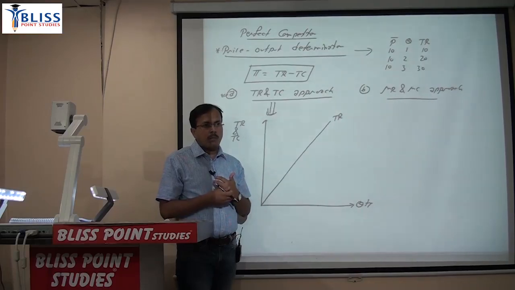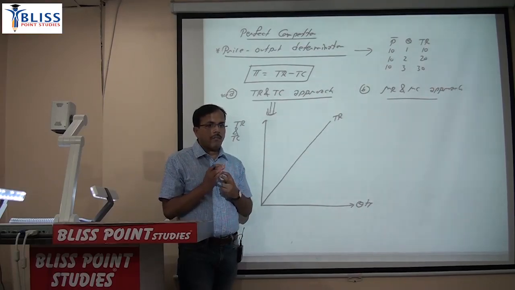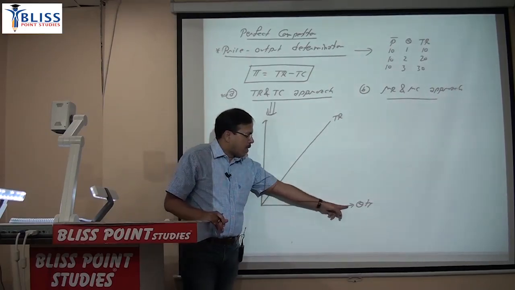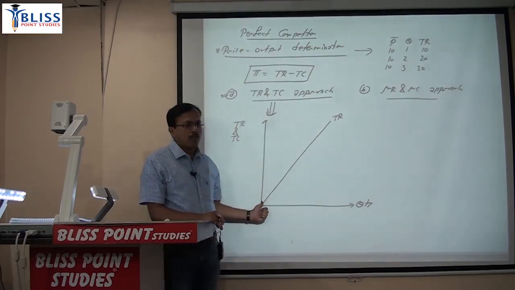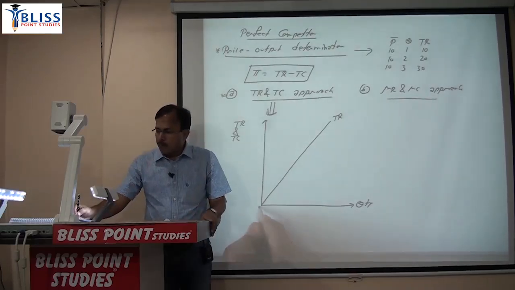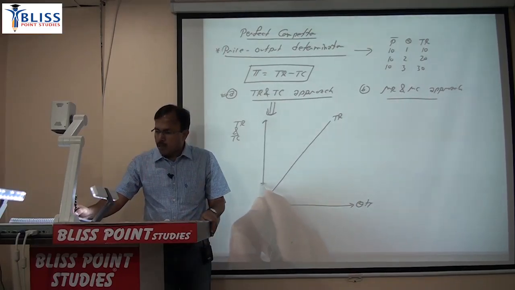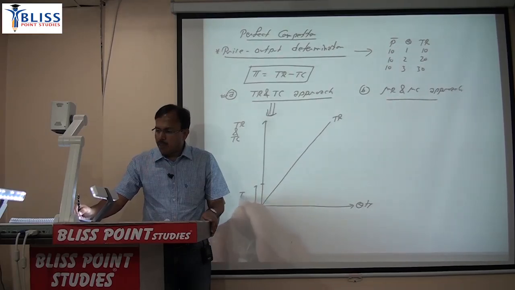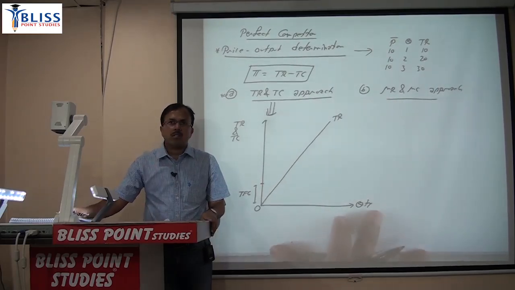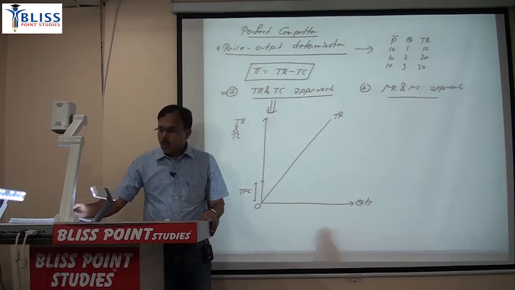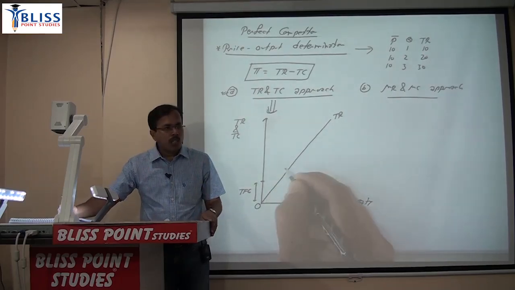Total cost has how many components? 2, fixed and variable. What is the meaning of fixed? Even when production will be 0, there will be fixed cost. So even when quantity produced is 0, there will be a fixed cost. So this gap is basically showing presence of fixed cost. Rest is variable. So as production will increase, variable cost will increase.